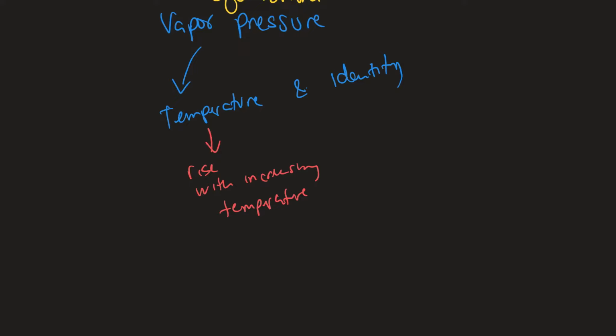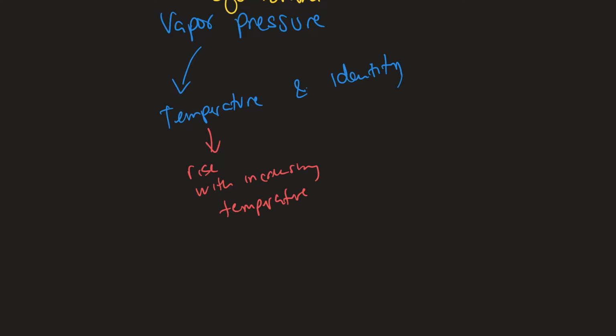Likewise, the vapor pressure and the boiling point all depend on the intermolecular forces at work between the liquid molecules. So the stronger the intermolecular forces, the lower the vapor pressure.